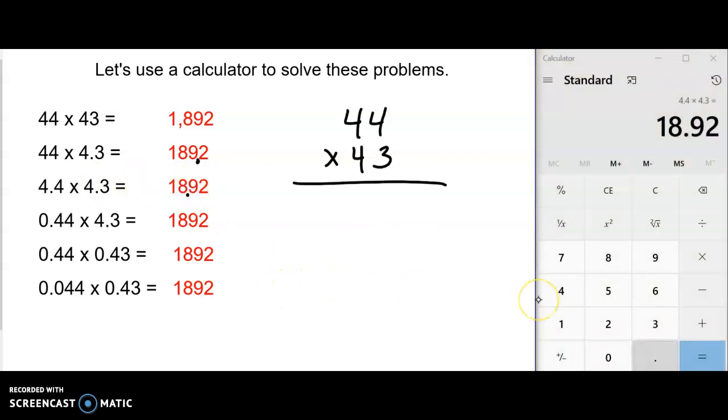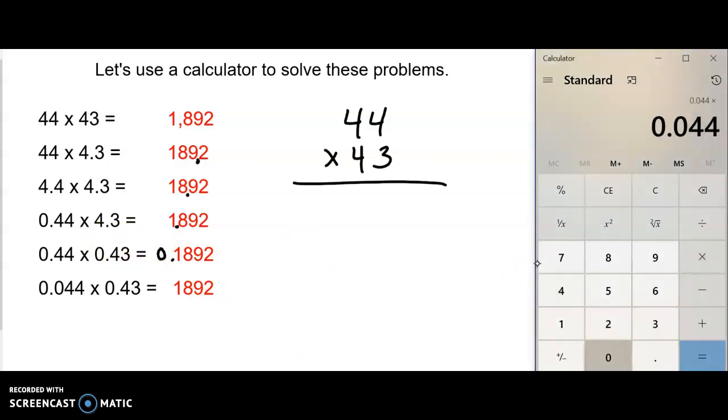And then I have 0.44 times 4.3 equals 1.892. And I have 0.44 times 0.43 equals 0. Now let's put the 0. I've got to put a 0 in front of it: 0.1892. Now look at the next one.